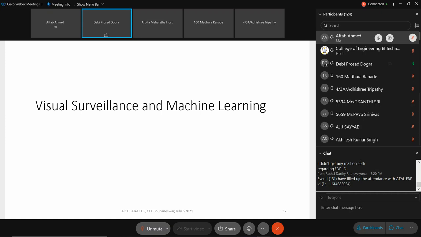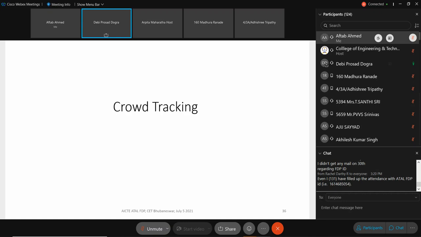Now let us see how AI and machine learning can be applied to visual surveillance. Here, particularly, I will show you some applications and related theories on how AI and machine learning can be used for visual surveillance. I'll show you some examples, and we will discuss these topics with respect to some applications. So the first one is crowd tracking.